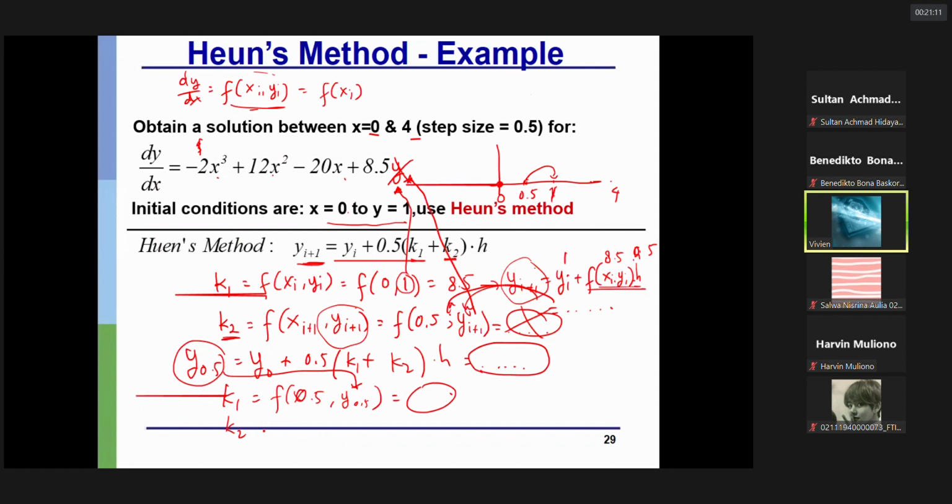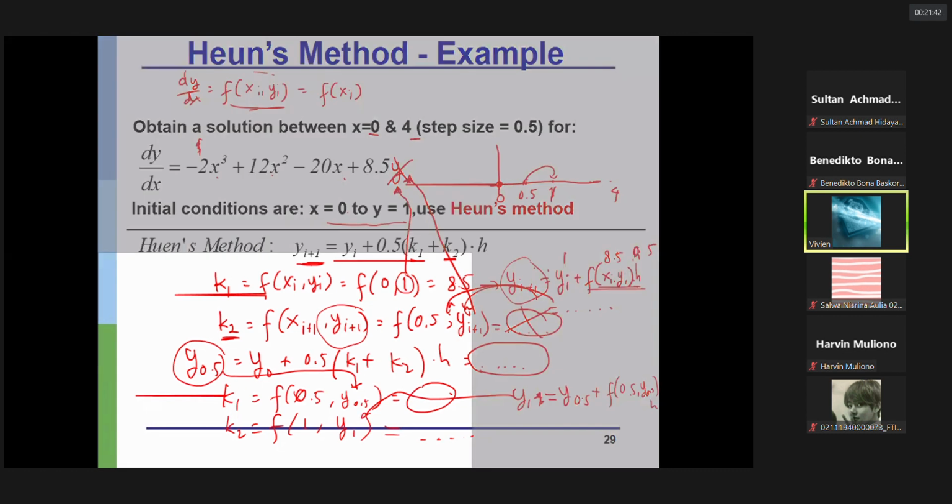And how to calculate the value for k2? Again, we do the same. That will be f(x1, y1). What is the value of y1 here, which is not known yet? This is calculated with Euler's method. So y1 from Euler's method will be equal to y at 0.5 plus f(0.5, y at 0.5) times h. Once we have this value, we can insert it here, and then we can calculate k2.